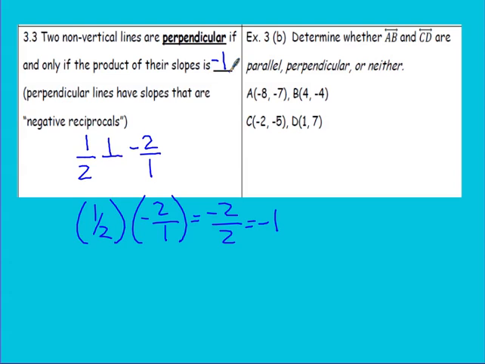So now we're going to do the same type of problem. We're going to determine whether these lines are parallel, perpendicular, or neither. I'm going to move a little quicker on this one since we already did something like this. And if you want to pause the video, go ahead and do that.